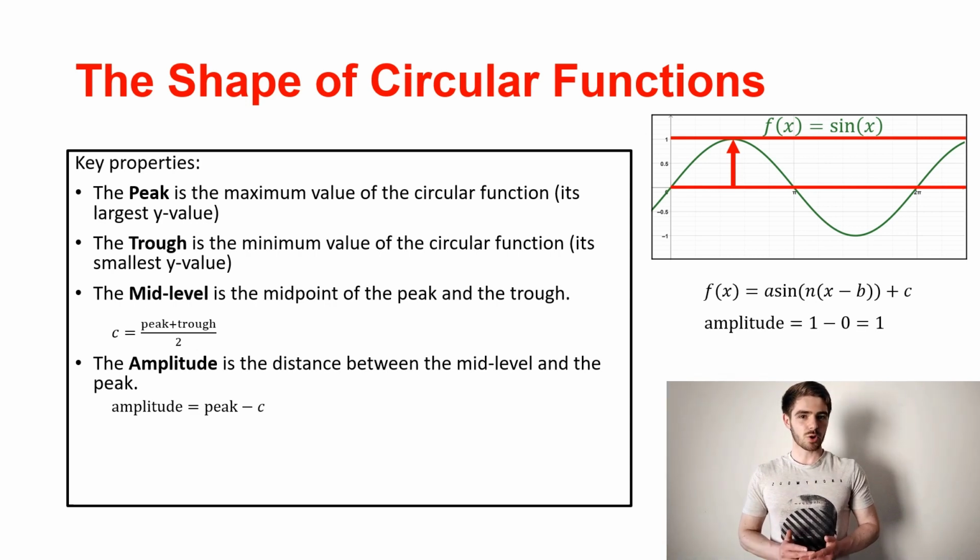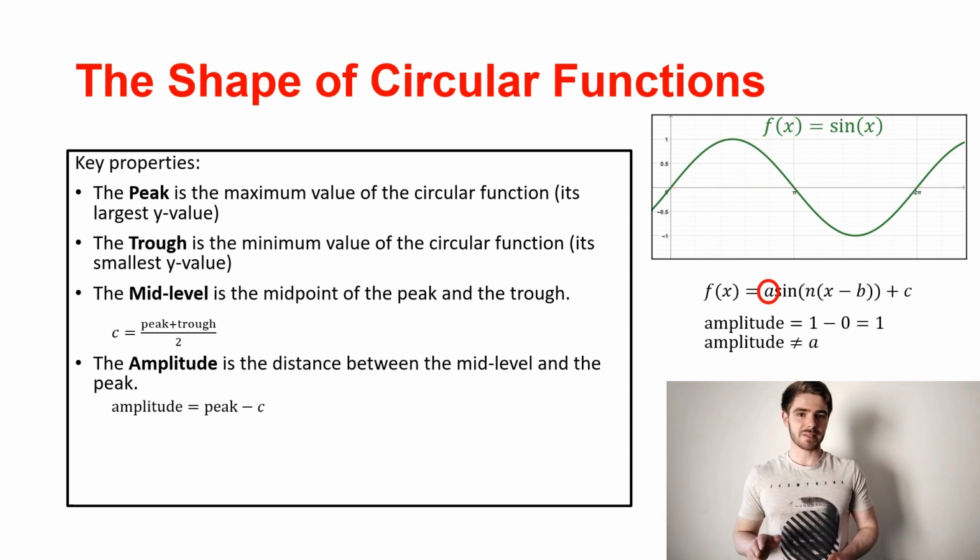This is where students get caught out a fair bit. The a term in the general form is not the same thing as the amplitude of that circular function. It will always have the same numerical value as the amplitude, but the amplitude must always be positive, whereas the a term can be positive or negative.